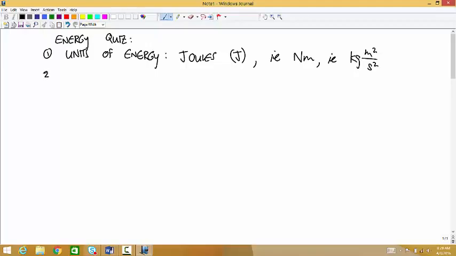Here's another question. Is energy a vector or a scalar? Is it a number, or does it have direction? It's a scalar. And that's an important fact about energy. There's no such thing as kinetic energy being down or up or to the left or whatever. Kinetic energy is just a quantity.